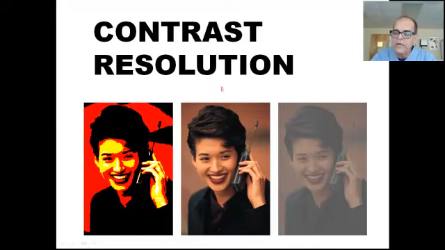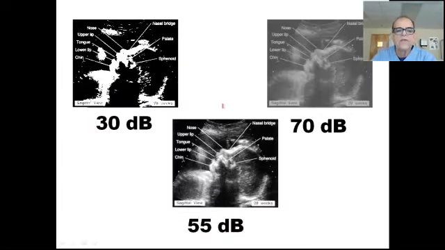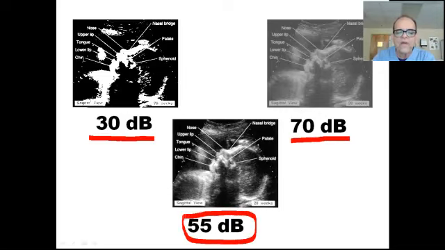Contrast resolution, a new resolution. To remember: axial resolution, lateral resolution, spatial resolution, that is the combination of axial and lateral, temporal resolution, that is 15 frames per second, and in this moment contrast resolution, that is operator adjustable. These are three pictures: one with high contrast, low decibel; another with low contrast, high decibel; and the normal picture that we use in ultrasound, that is around 55 decibels.